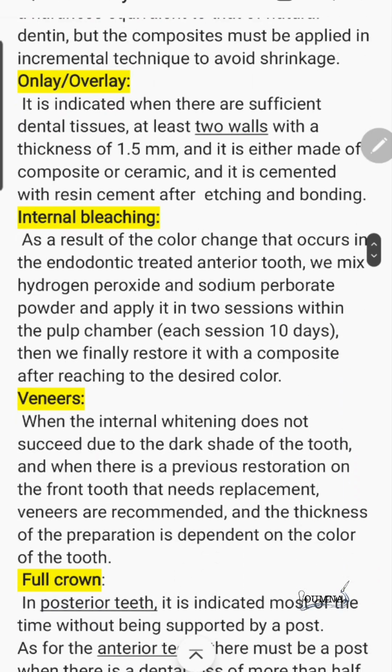Onlay overlay. It is indicated when there are sufficient dental tissues, at least two walls with a thickness of 1.5 mm, and it is either made of composite or ceramic, and it is cemented with resin cement after etching and bonding.